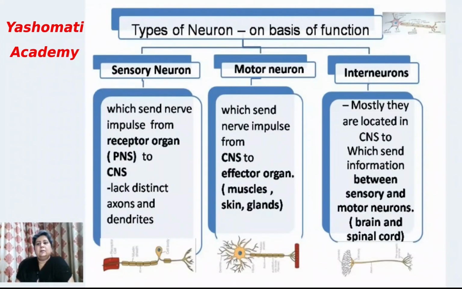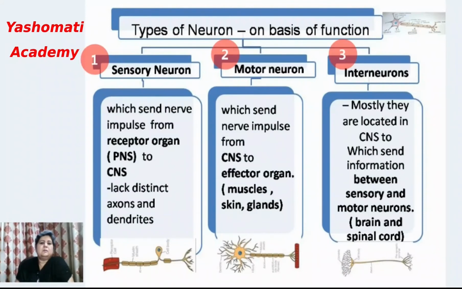Now, let us talk about the third type of category. This is on the basis of function. What function can a neuron do? Basically, there are two functions: neurons are sensory or they are motor. They are either carrying the sensory impulse or they are carrying the motor impulse. Based on that, these neurons are of two types, sensory and motor. The third type of neuron is called interneurons. Let us try to understand what they are.